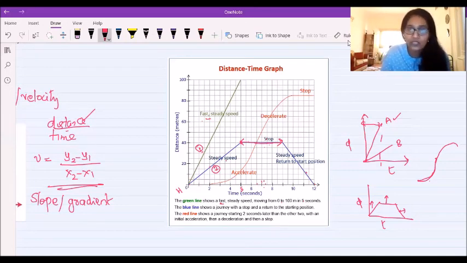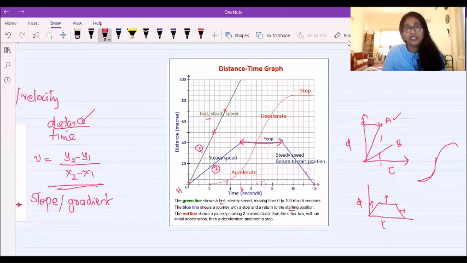The blue line shows the journey with a stop and return to the starting position. The red line shows, so here there is distance. Distance is how much? 40 plus 40, 80, but displacement is equal to 0 because he returned back to his place. Now, the same way you can calculate the speed. Take any 2 points, draw lines towards the x-axis and towards the y-axis, and find out the difference. Divide them, you will get the speed.